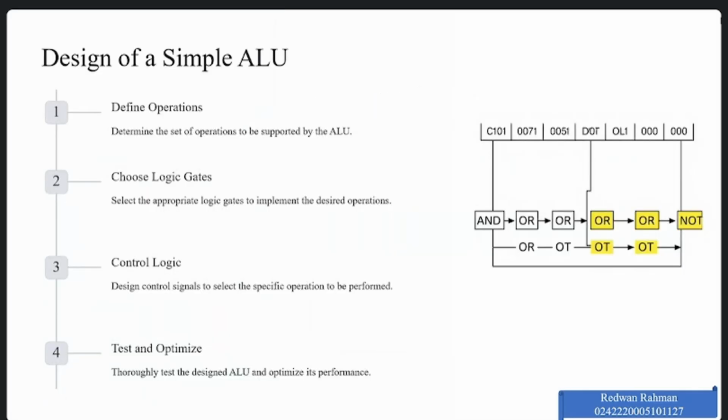Now, design of a simple arithmetic logic unit. Define operations: determine the set of operations to be supported by the arithmetic logic unit. Choose logic gates: select the appropriate logic gates to implement the desired operations. Next is control logic: design the control signals to select the specific operations to be performed. And last one is test and optimize: test the designed arithmetic logic unit and optimize its performance.